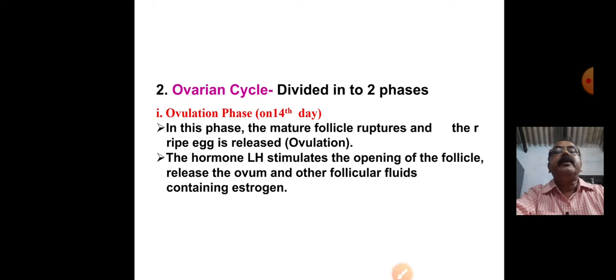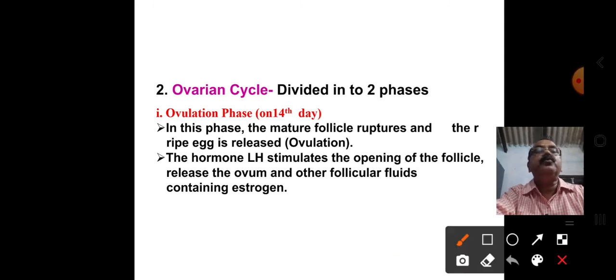Let us discuss the ovarian cycle. It is divided into two phases. The first one is the ovulation phase. It is the 14th day. In this phase, the mature follicle ruptures and the ripe egg is released. That process is called ovulation. The hormone LH, that is luteinizing hormone, stimulates the opening of the follicle, and the ovum is released along with the follicular fluid containing estrogen.